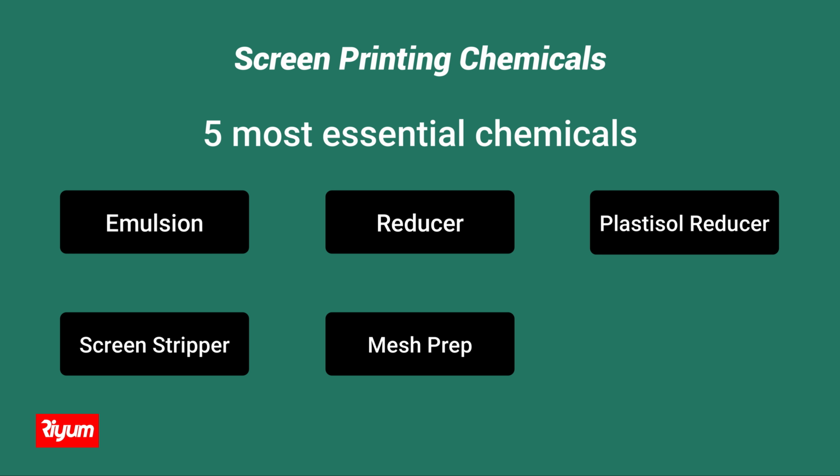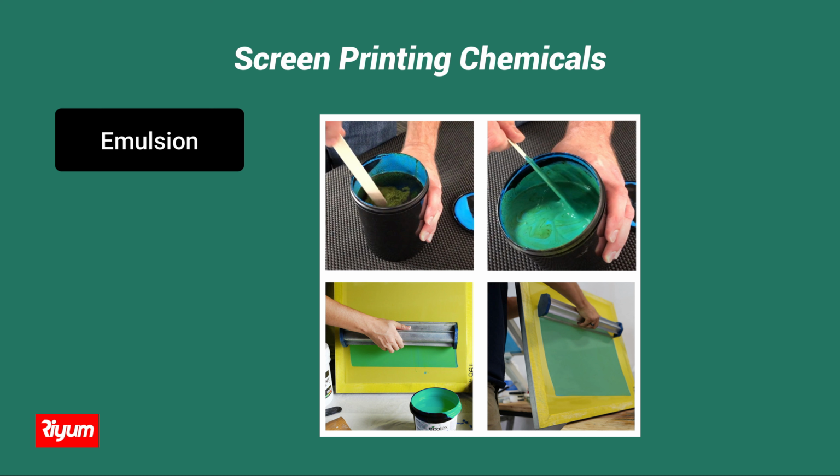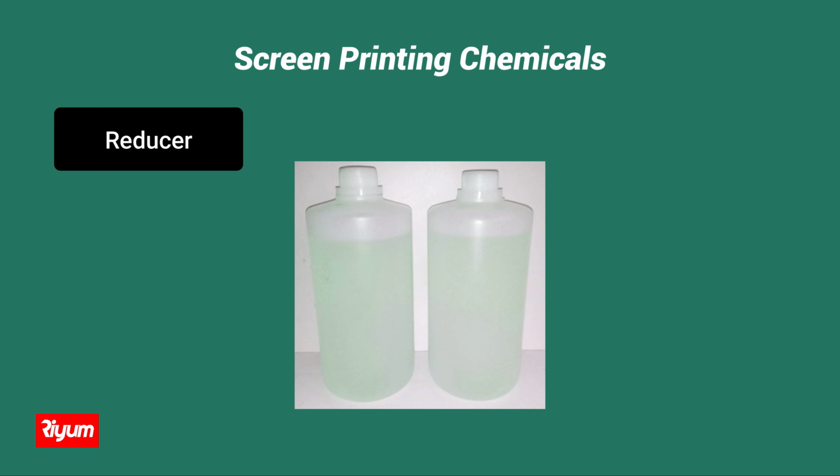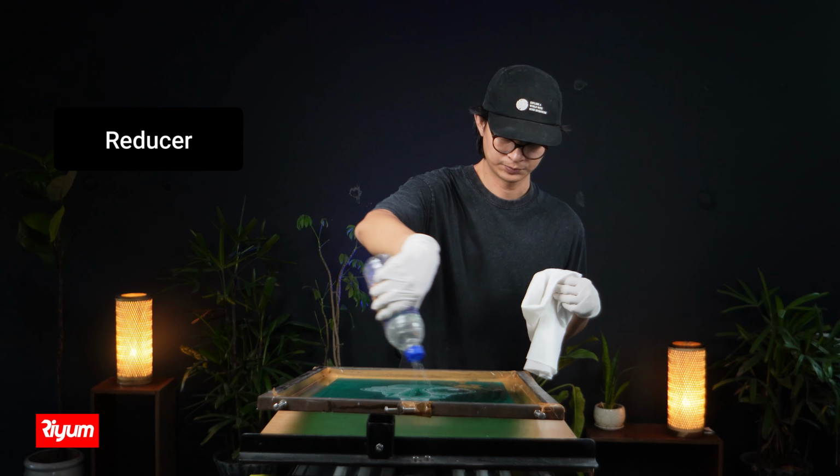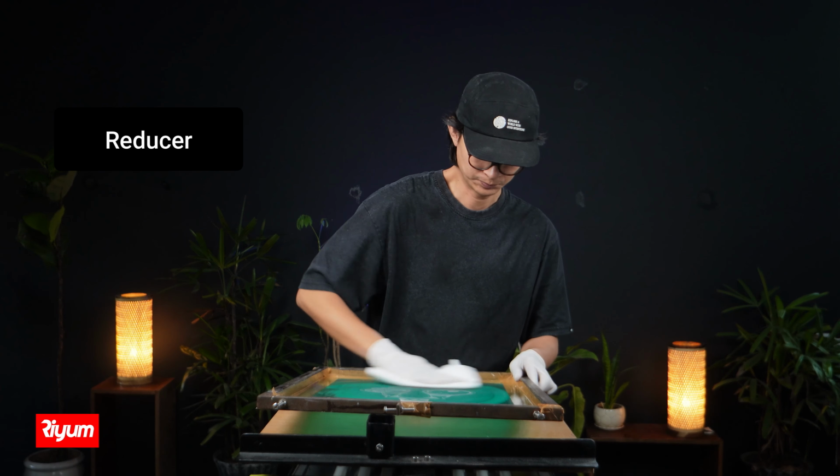So next is chemicals. Basically, you will need 5 kinds of chemicals. This is a must, okay? A lot of people ignore some of the chemicals, but it is one of the most essential parts in maintaining a good screen. Number 1, of course, is the emulsion. Next one is the reducer. If you're using a plastisol ink, then you'll need this. It is for cleaning the ink from the screens.